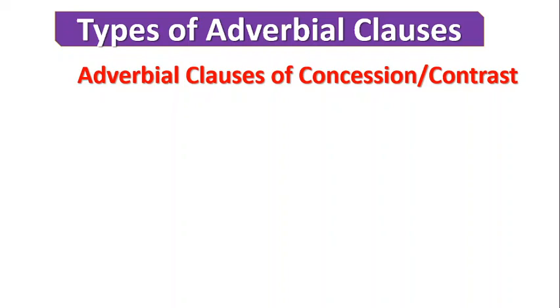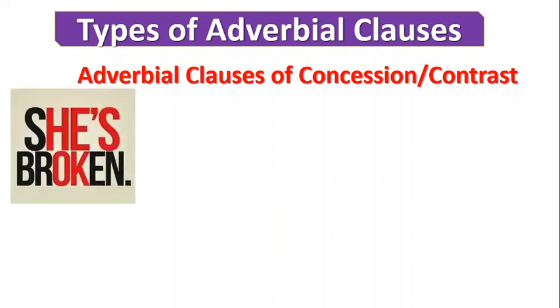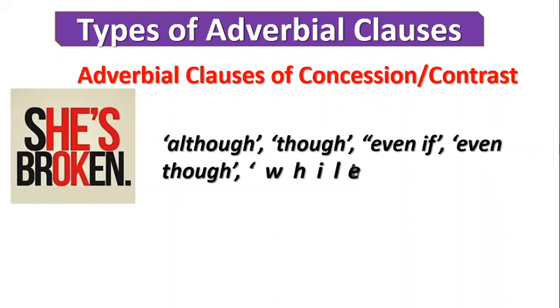Such sentences or complex sentences usually have the subordinate conjunction beginning with words like although, though, even if, even though, while, whereas, etc. So adverbial clause of concession or adverbial clause of contrast actually tells us contrasting statements or exception as to what has happened. So these are the conjunctions that begin the subordinate clauses in such sentences.